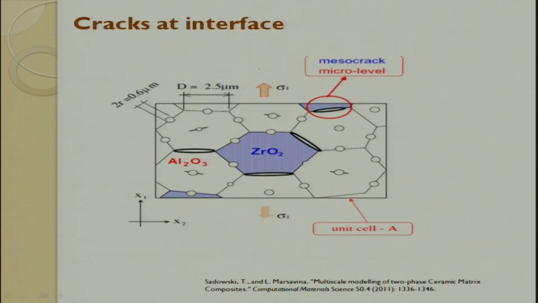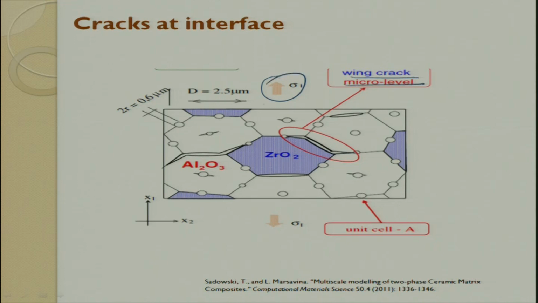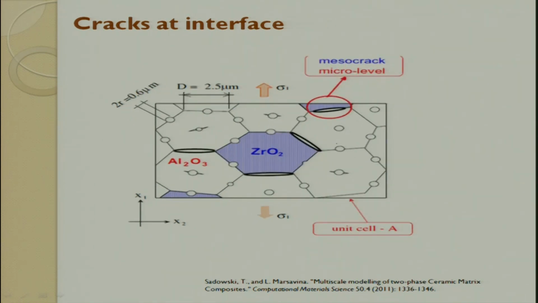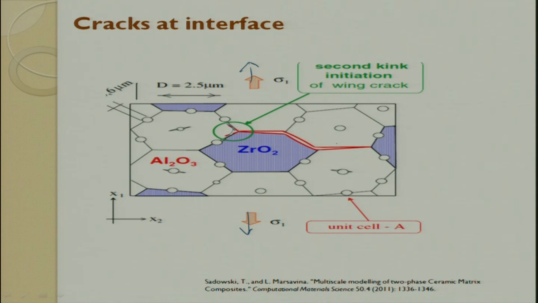In all the three cases you see the important thing is it is loaded in tension, and because of that the crack keeps growing. So, this is wing level, micro level crack, this is meso crack, and then this is secondary kink initiative for wing cracks.